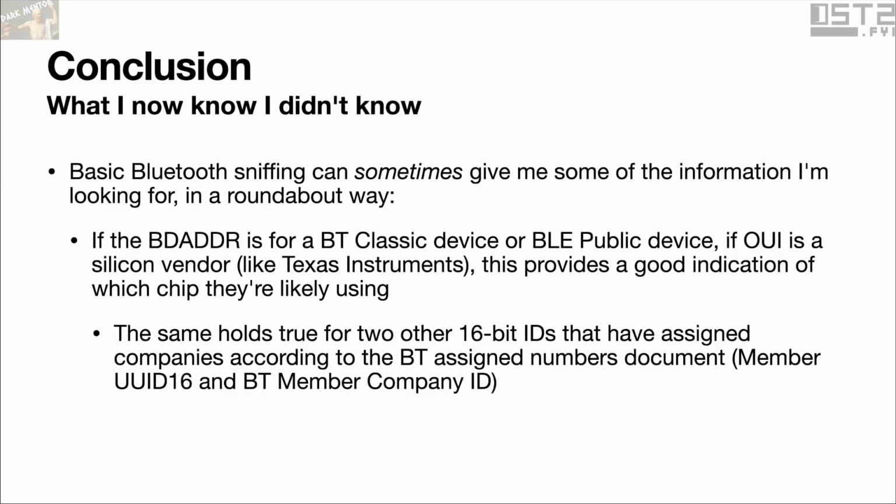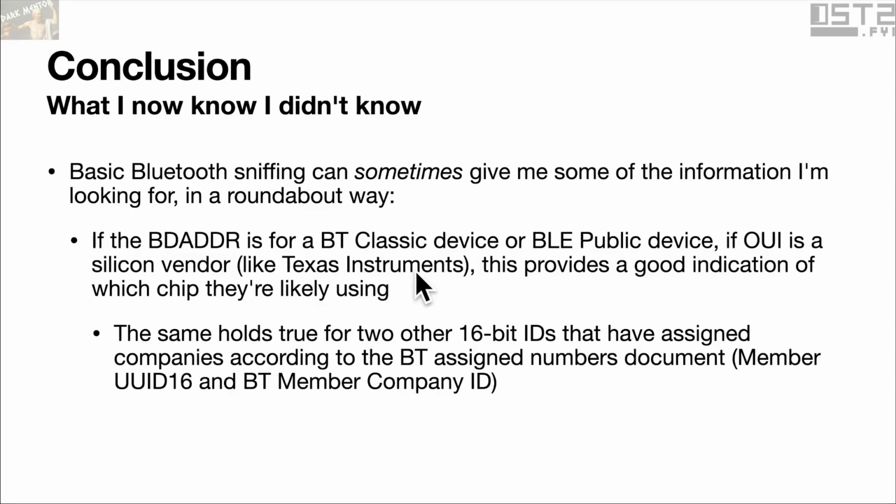So in conclusion, I started this work knowing that I knew nothing, but what do I now know that I didn't know back then? Well, basic Bluetooth sniffing of the form that I've mostly done over the last 3 years can sometimes give you information. For instance, when you've got a BD_ADDR that's either classic or BLE public, then it's going to have the OUI. And if that OUI is a silicon maker like Texas Instruments or one of those other silicon makers, that's a pretty good indication of which chip you're using.